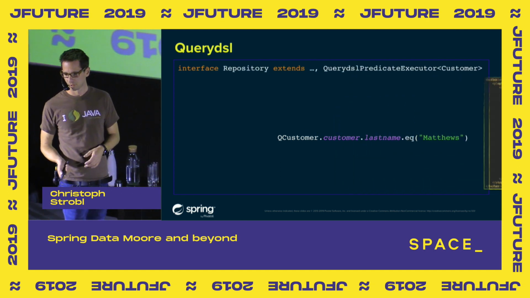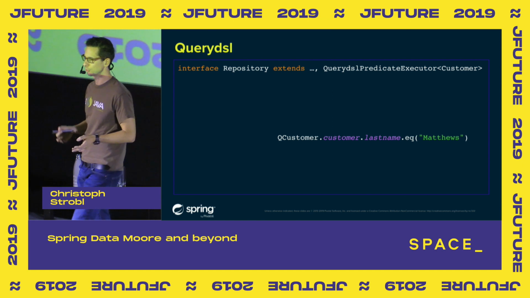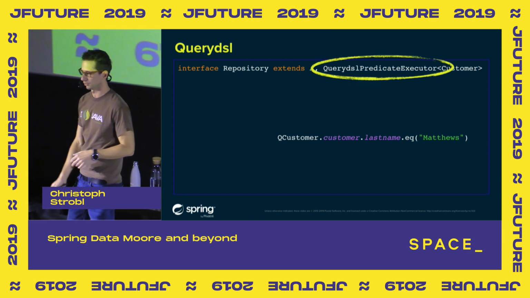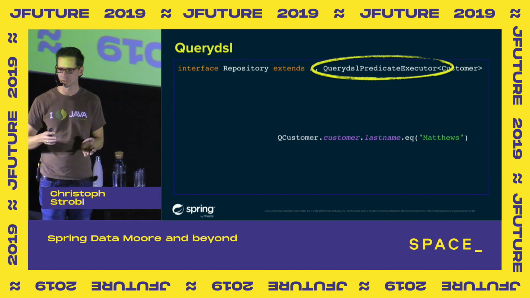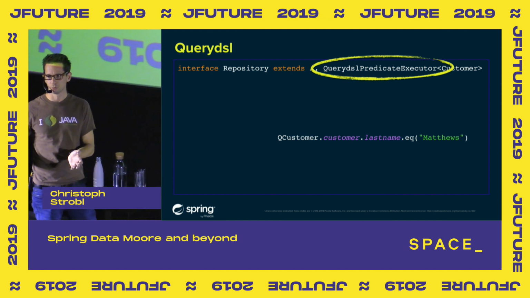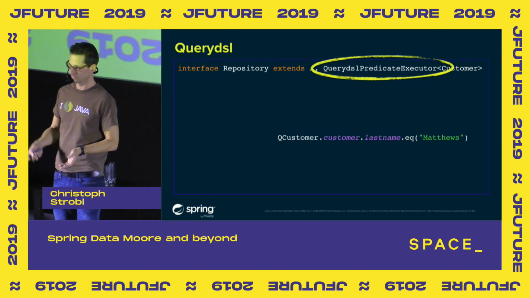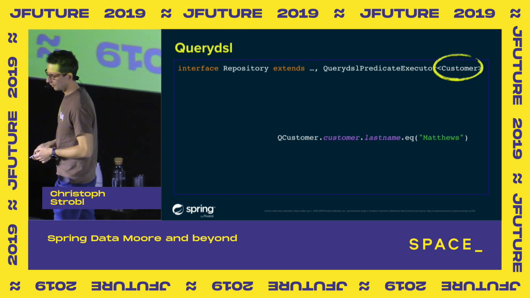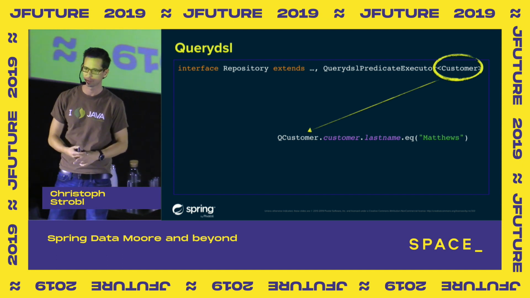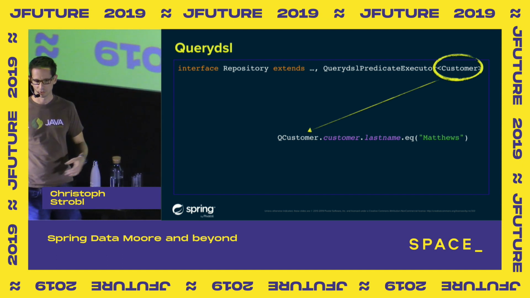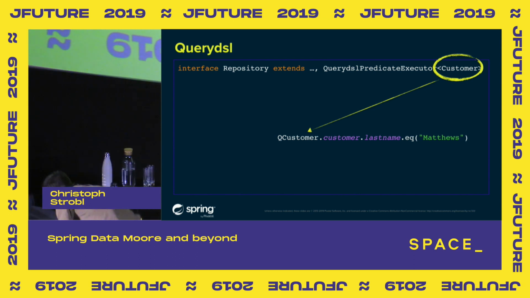There is stuff out there for Gradle if you like it more exotic, but that's the way to obtain those Q classes. And then you can use an extension to the interface, which is the Query DSL Predicate Executor. This is just a set of interface methods that accept the predicate of a customer. And the customer class in there is the connecting link between the domain type and the generated Q class. So you can look up the type within Query DSL and then just match those together.